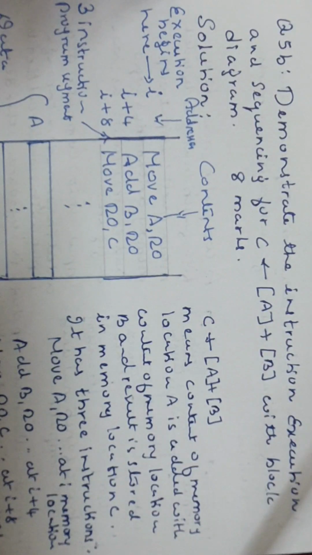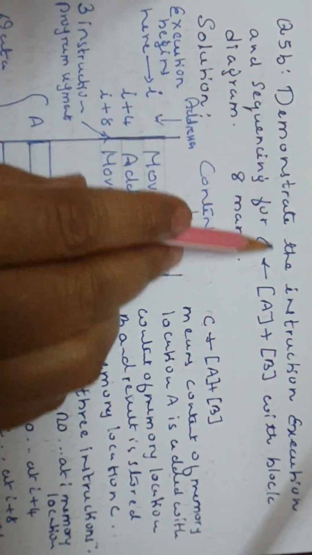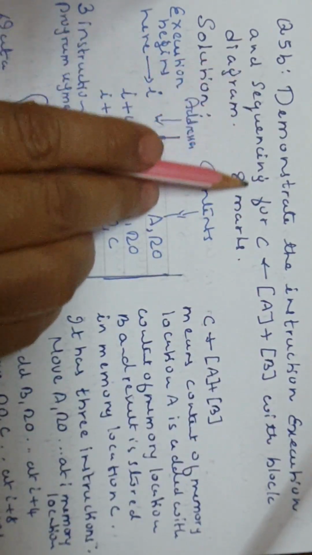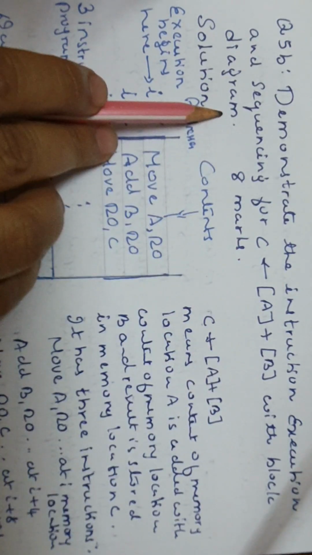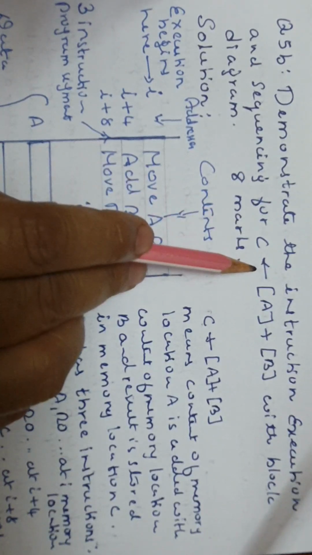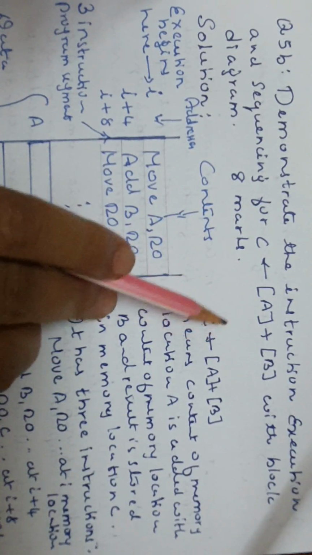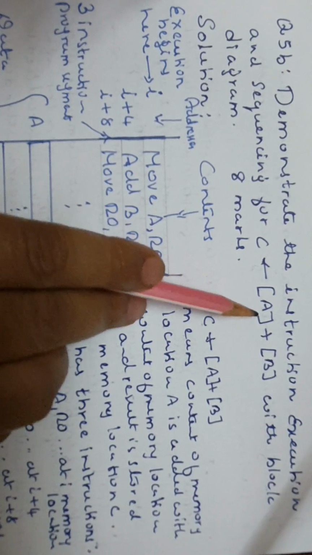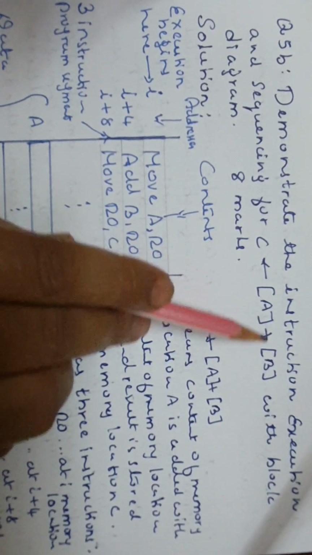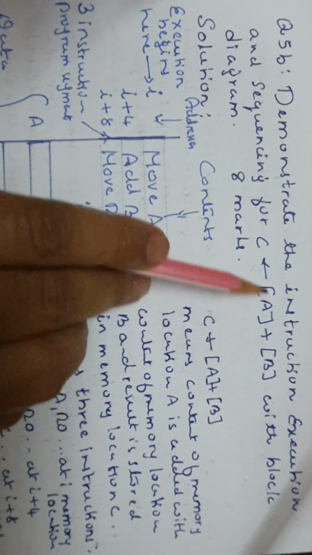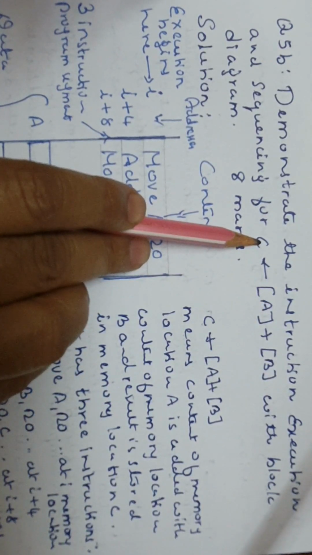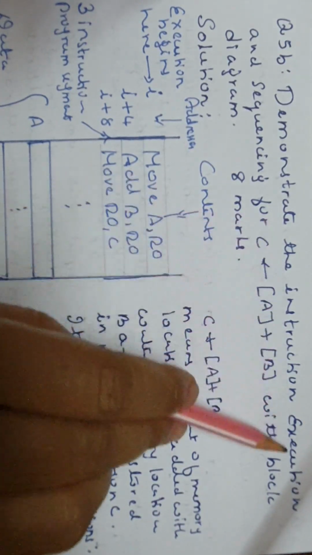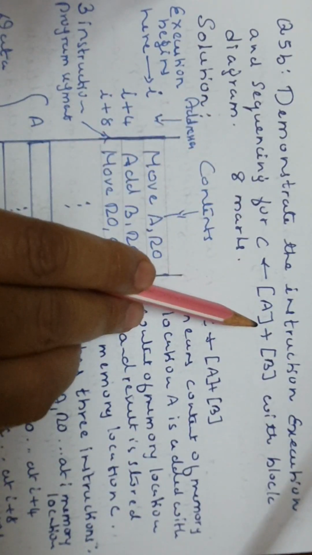Okay. Then question number 5b. Demonstrate the instruction execution and sequencing for C equal to A plus B with block diagram, 8 marks. So this is symbolically showing the instruction C equal to A plus B. So the content of the A memory location is added with the content of the B memory location. That is what the square bracket indicates. That is stored in memory location C. So demonstrate the instruction execution and sequencing for this.